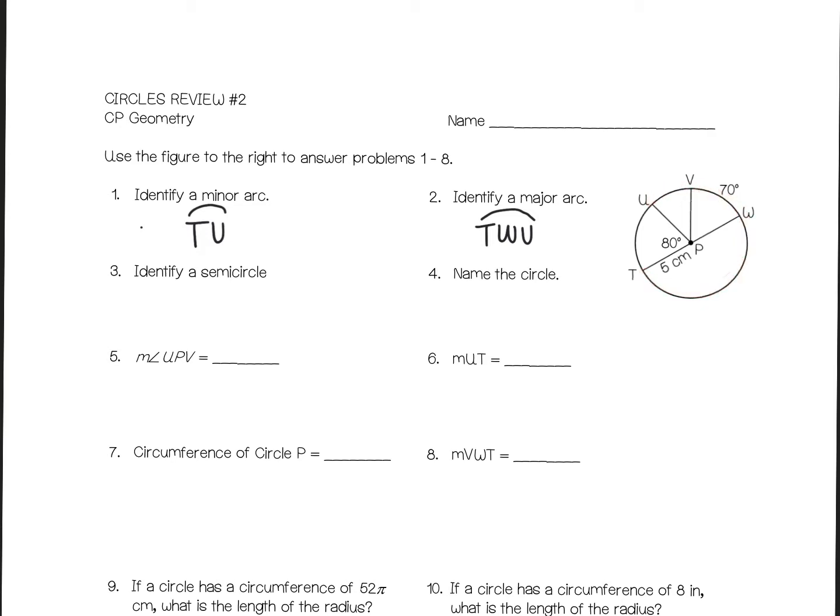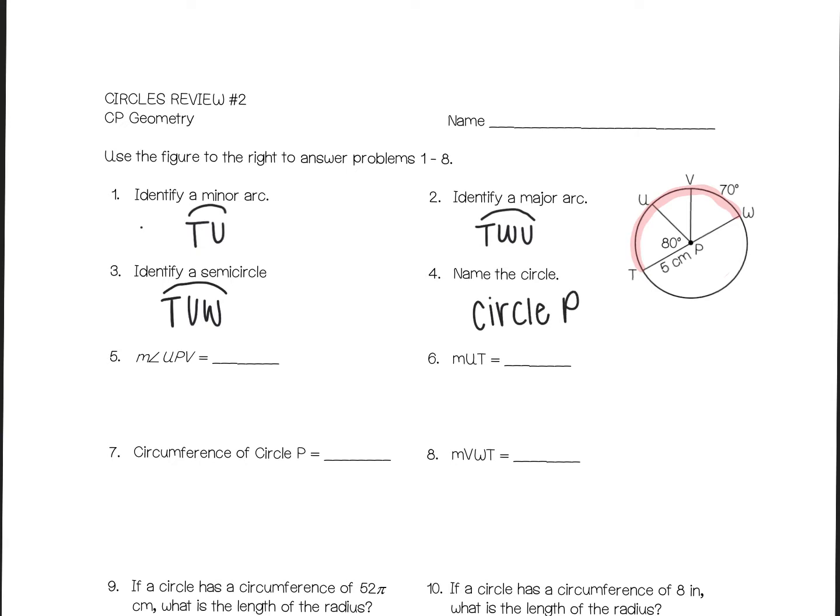A semicircle is going to be exactly 180 and named with 3 letters, so you can just pick the endpoints and then one in the middle. So I'm just going to use TUW. Still need an arc symbol. The name of the circle is always the center point, so that would be circle P.